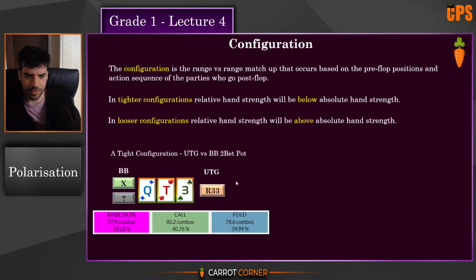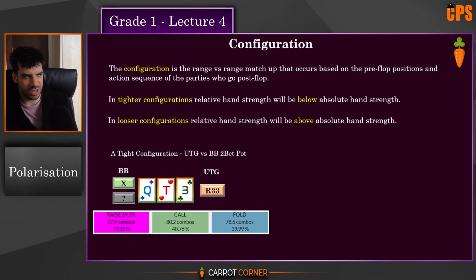So let's take an example of a spot. In a tight configuration, under the gun against big blind, what we're seeing here is that when under the gun bets all of their range, remember that's what R33 means, big blind is folding 40%. What would be the break-even fold equity there for under the gun?